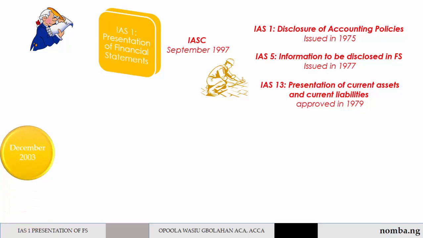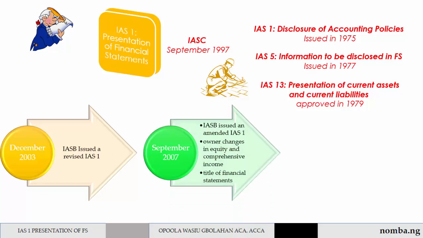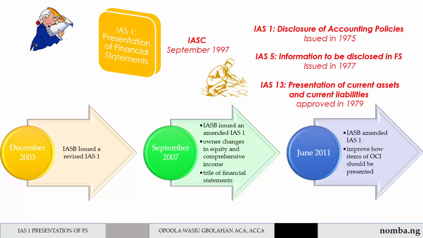In December 2003, the IASB issued a revised IAS 1, and in September 2007, the IASB issued an amended IAS 1, which included an amendment to the presentation of owner changes in equity and comprehensive income, and a change in terminology in the titles of financial statements. In June 2011, the IASB amended IAS 1 to improve how items of other comprehensive income should be presented.